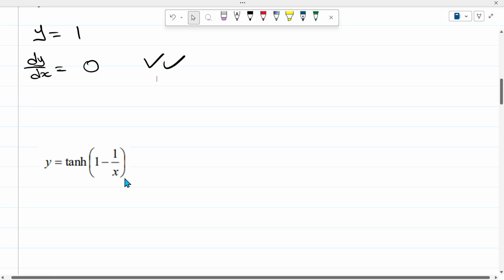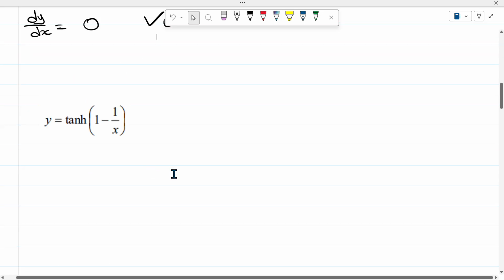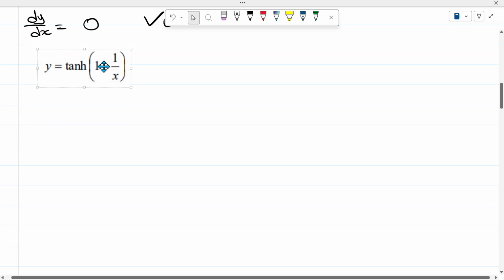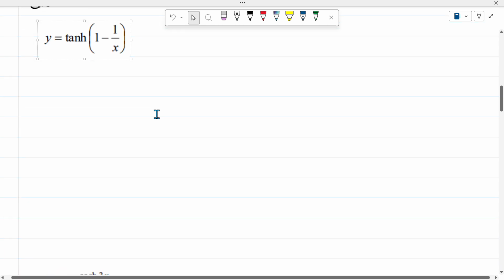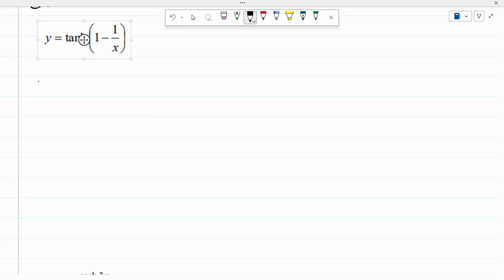And then now we are going to have hyperbolic tan of the given argument. So now we're just differentiating hyperbolic tan with regards to that argument.